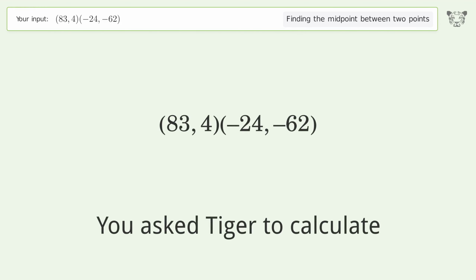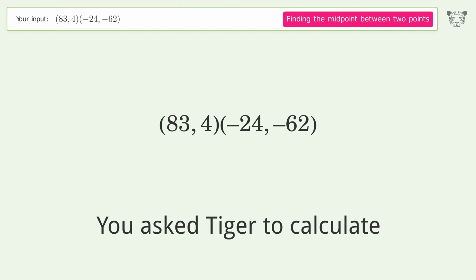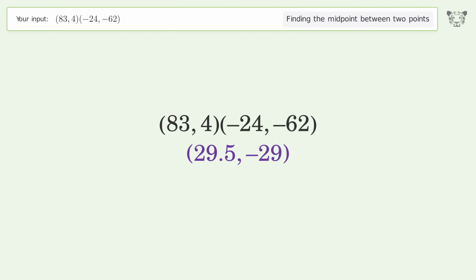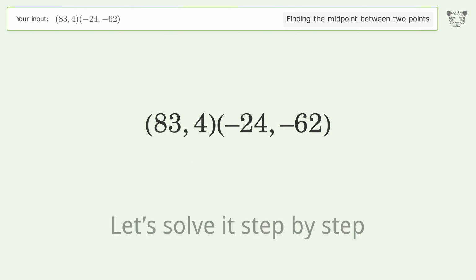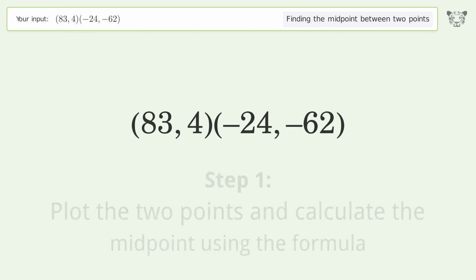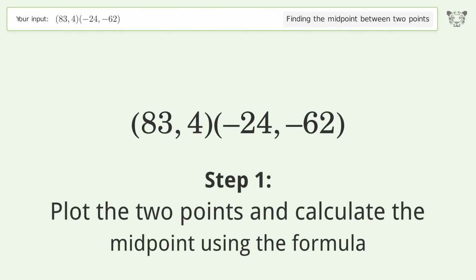You ask Tiger to calculate. This deals with finding the midpoint between 2 points. The midpoint between the 2 points is 29.5, negative 29. Let's solve it step by step. Plot the 2 points and calculate the midpoint using the formula.